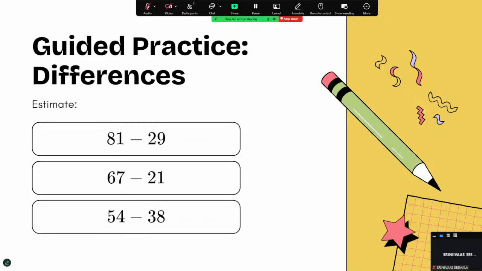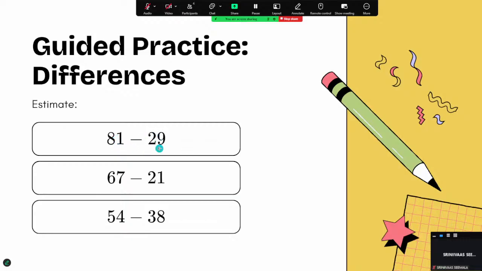If you want, you can do them by yourself, and then at the end we will check our answers. And try not to use paper or pencil. Try to do it in your head, because that's the goal of this lesson. We want to be able to do math quickly in our head. So, okay, let's do this together.